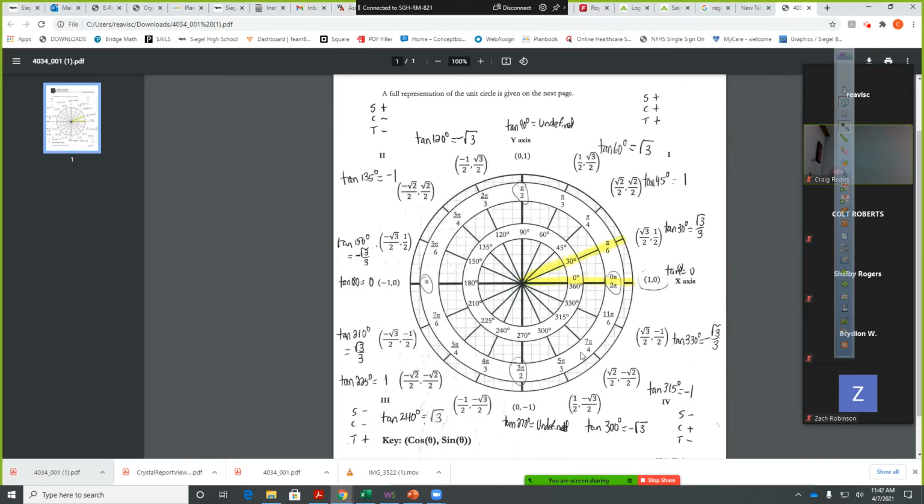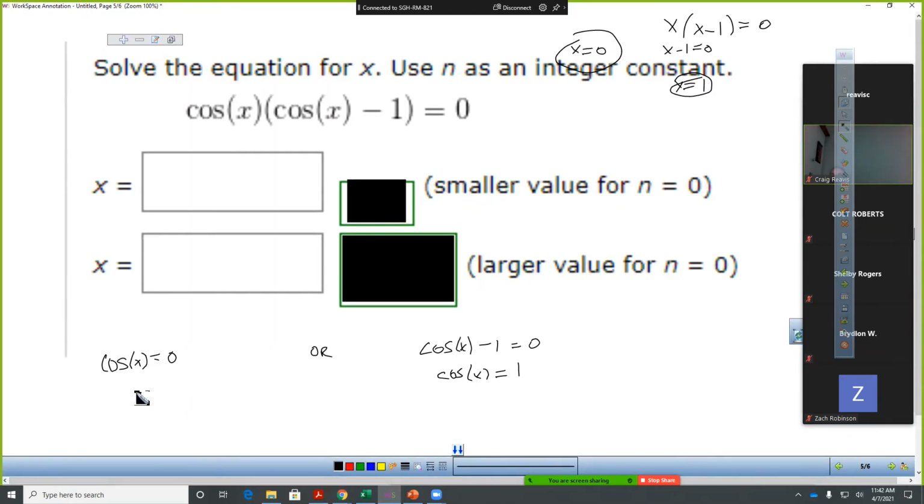Cosine is the x coordinate. When is the x coordinate 0? Right there at pi over 2 and at 3 pi over 2, which are 180 degrees apart. So the way we could list that is pi over 2 plus n pi. Every 180 degrees after that, it's going to go back to where the cosine is 0. Now, when is the cosine equal to 1?